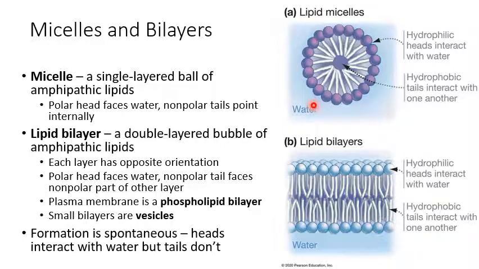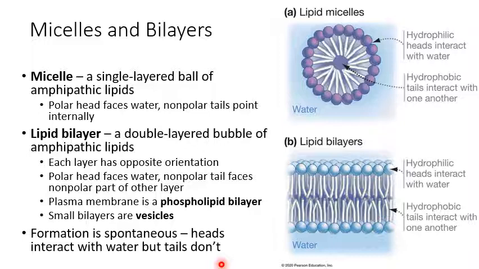So you're just going to inevitably have the tails ending up being excluded by the water, and they end up being forced together into this little ball. And once you have them in this ball, there's no water at the inside of this ball. Water is only on the outside, and it's interacting with the heads of each one of these molecules. That interaction between water and the heads is stabilizing this structure, this micelle structure. Also the fact that you have no water on the inside and the hydrophobic tails are all able to interact with each other, that also stabilizes the structure.